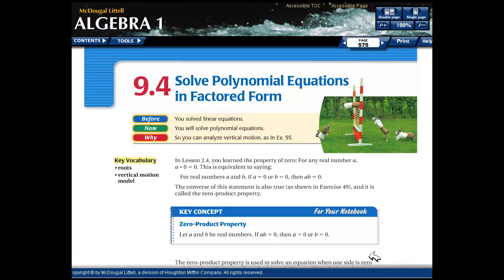Solving polynomial equations in factored form. So this is our introduction to solving polynomial equations. We've done a lot with polynomials so far, adding, multiplying, learning different patterns, things like that. So now it's time to put them into equation form and actually do something with it.